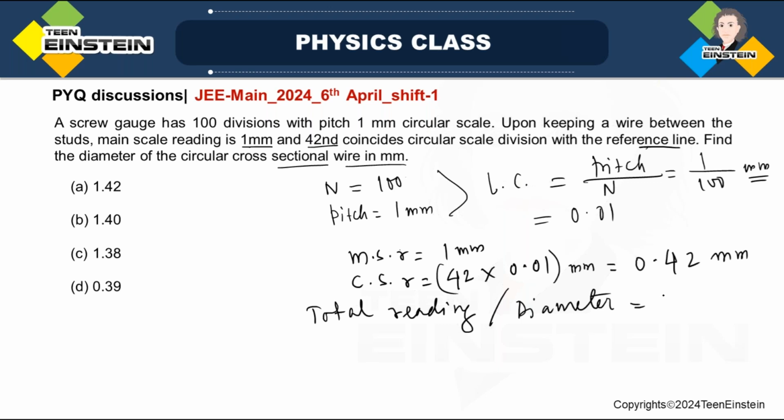So this is 1 millimeter main scale reading plus the circular scale reading into the least count. I have already multiplied, this is also in millimeter. So what you get, the diameter is 1.42 millimeter. And this is the answer. Look, this first option gives you the answer for this question. So option A is the answer.